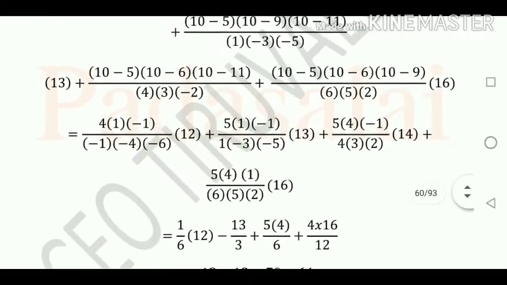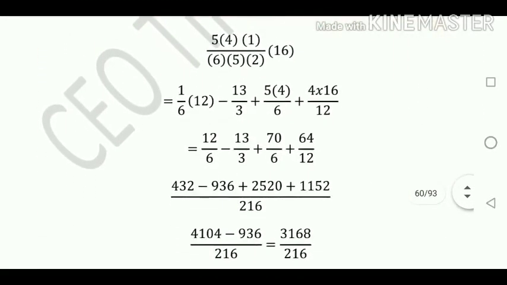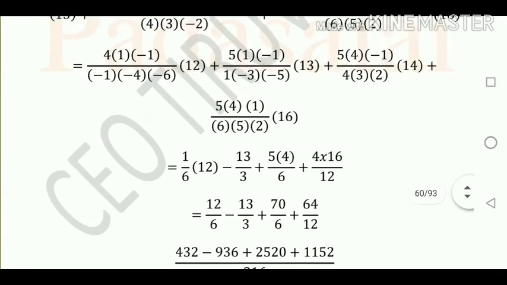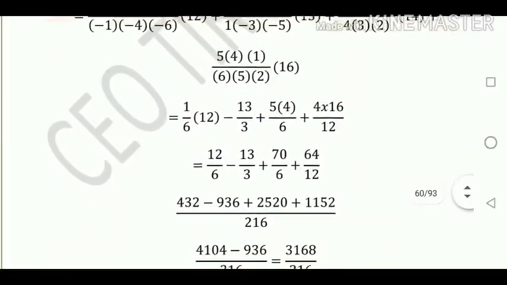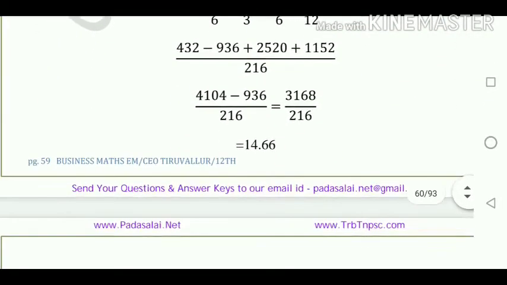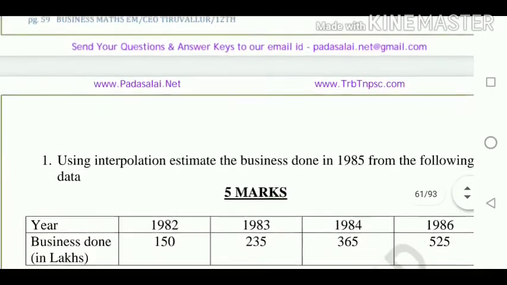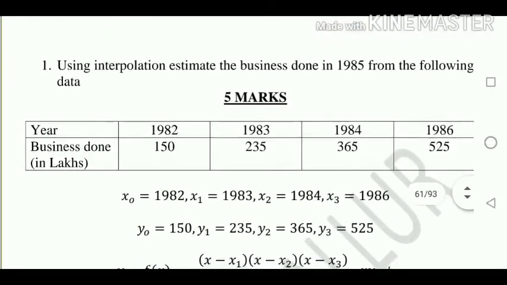after substituting these values, we are getting the f of 10 value as 3168 divided by 216. So use your calculator in order to simplify this sum. Calculator is allowed, you know already. So do the sums without any mistake.